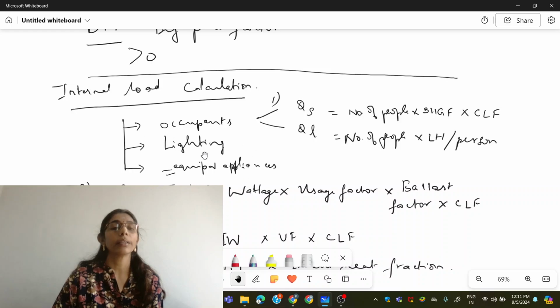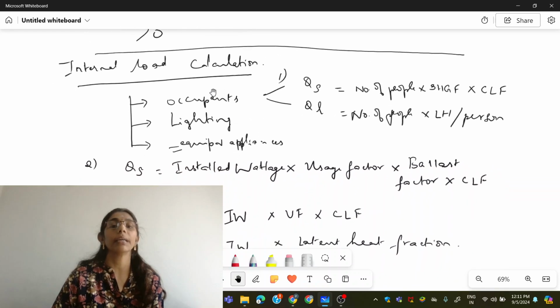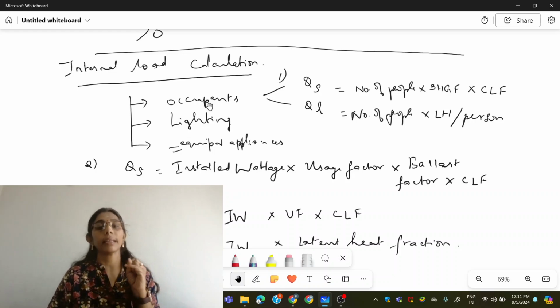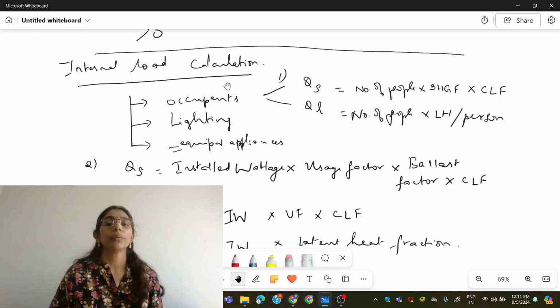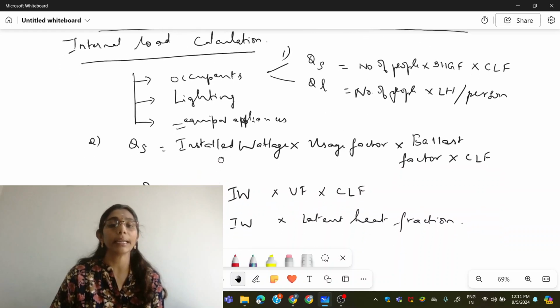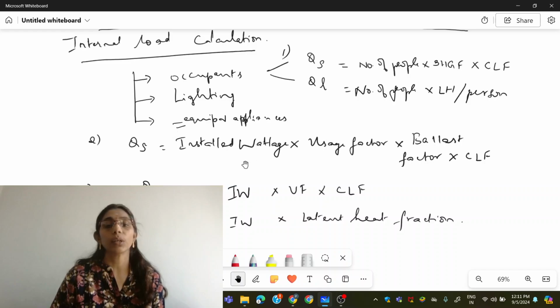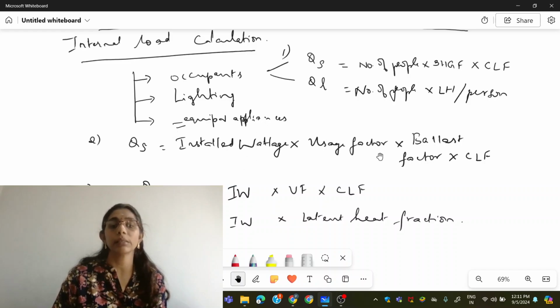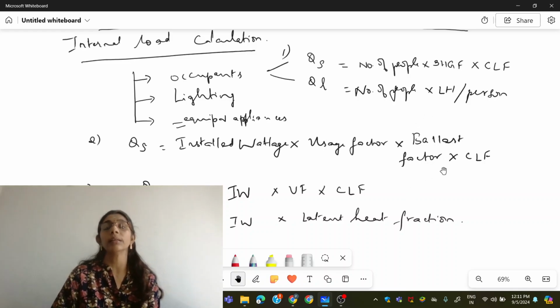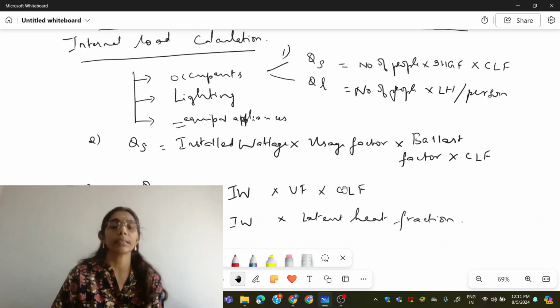Again, looking into this internal load calculation, we have three contributors. One is the occupants, we human beings. The second one is the lighting effects, and third one is equipment and appliances. When we calculate the heat generated by the occupants, you have to calculate the sensible heat as well as the latent heat. When it comes to lighting, only the installed wattage and the usage factor will be considered, and of course the ballast factor since fluorescent light is used, and then you have the cooling load factor.